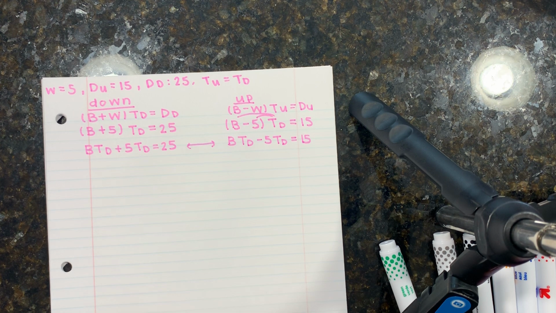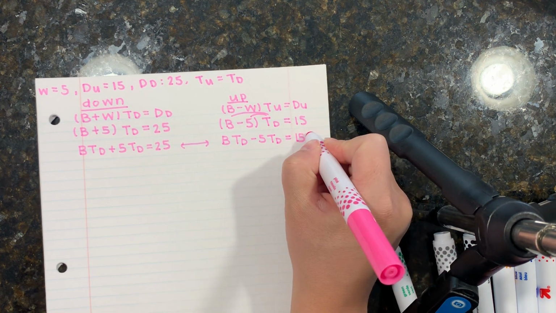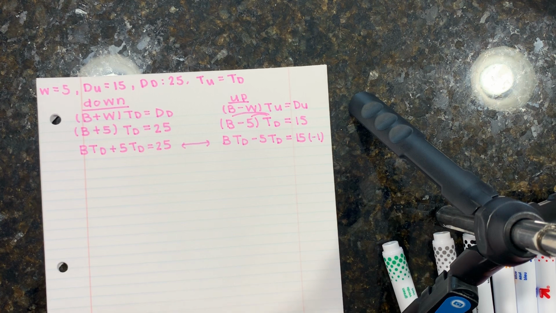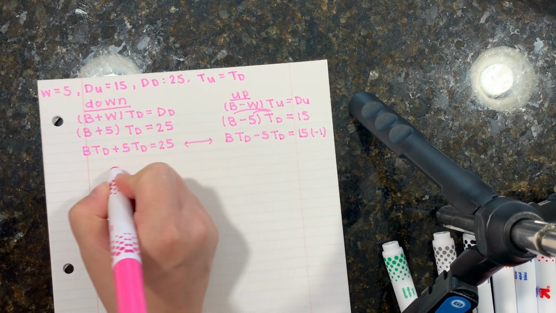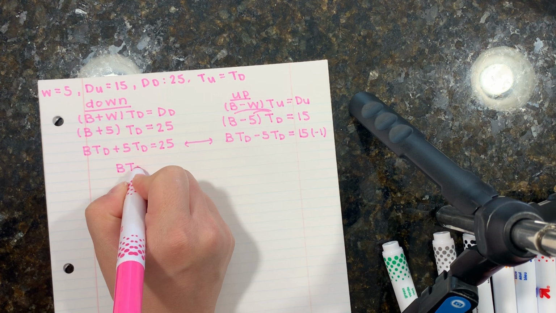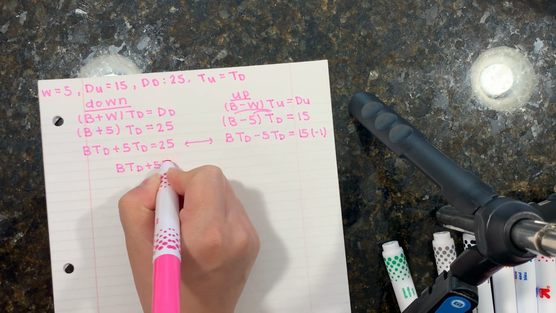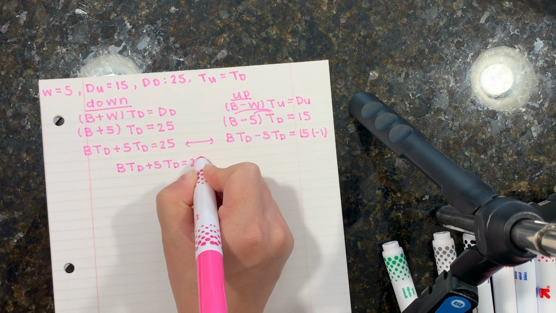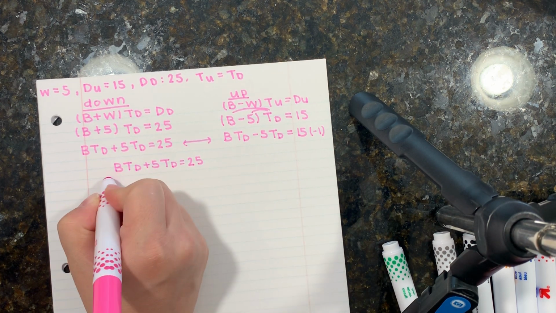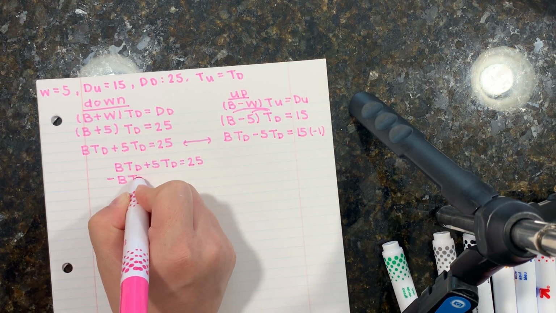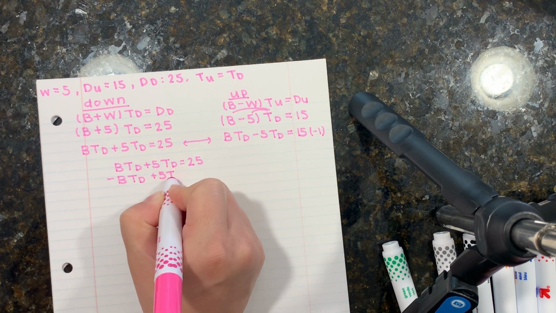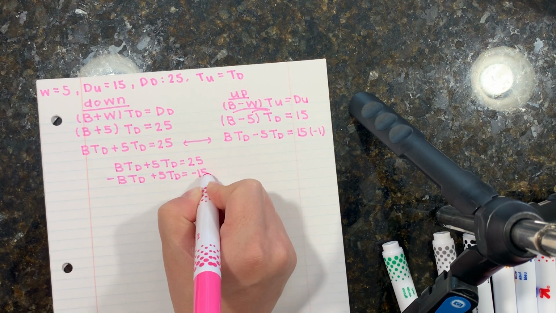Now, if we look at these 2 equations right here, if I were to add them together, we could actually solve for what BTD would be equal to, but we're actually just looking for what B is equal to. So what we're going to do is I'm actually going to eliminate the BTD, which means that I'm going to multiply this equation by -1. Now my left equation, I'm going to leave the same. So I'm going to leave it as BTD plus 5TD equals 25. And then I have negative BTD plus 5TD equals negative 15.